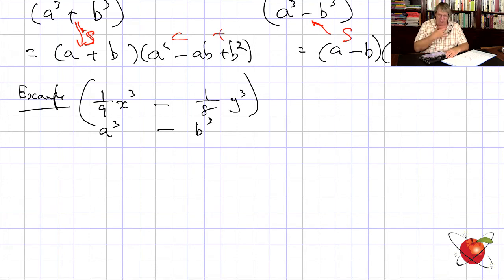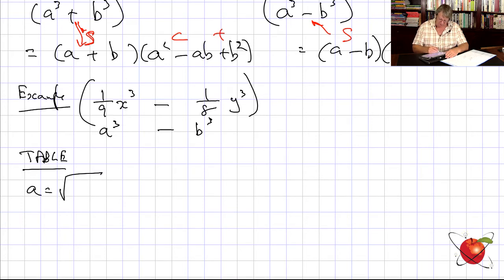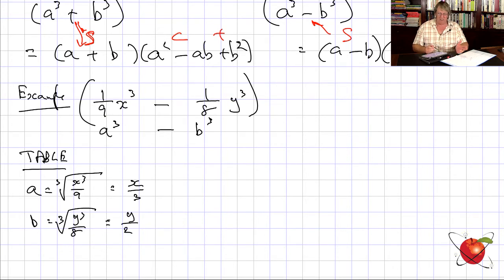Okay? So what I try and do is I say we draw up a little table over here. Okay? Table. And we write a over here. A is the cube root of the first term, x cubed over 9, which is x over 3. Okay? And underneath it, b is the cube root of y cubed over 8. So that is y over 2. 2 times 2 times 2 is 8, correct?